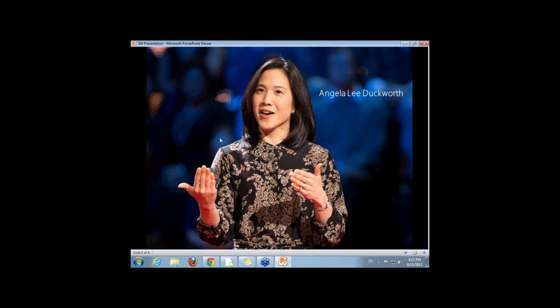She has conducted a very interesting research in the United States. She studied people in challenging environments, and the aim of the study was to determine who was successful and why were they successful. She studied teachers, army personnel, and salespeople at multinational corporations. At the end, one key characteristic emerged.